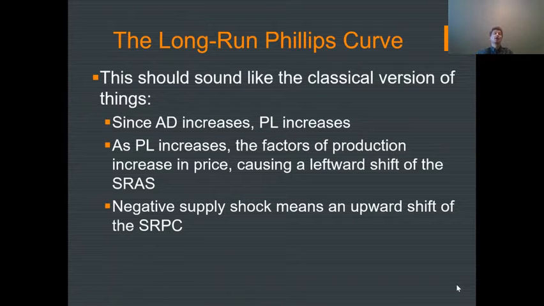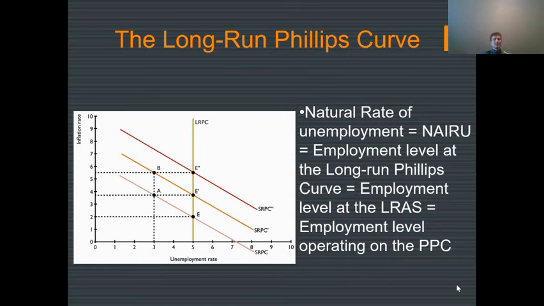Now, this should sound a lot like the classical version of things. So since aggregate demand increases, price level increases. As price level increases, the factors of production increase in price. So wages increase, in other words, causing a leftward shift to the SRAS. And that negative supply shock means an upward shift of your SRPC. And that's because your natural rate of unemployment equals your NAIRU, equals your employment level at your long run Phillips curve, equals your employment level at your LRAS, which equals your employment level operating on your PPC. All of these things are linked.